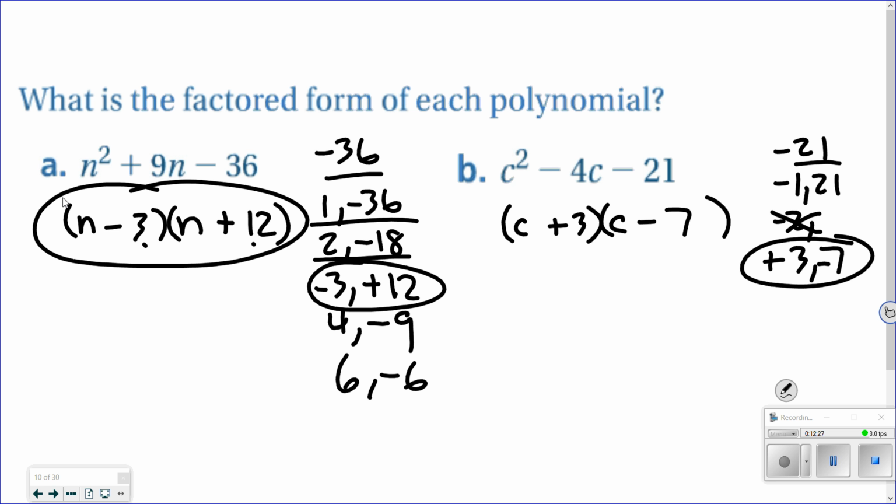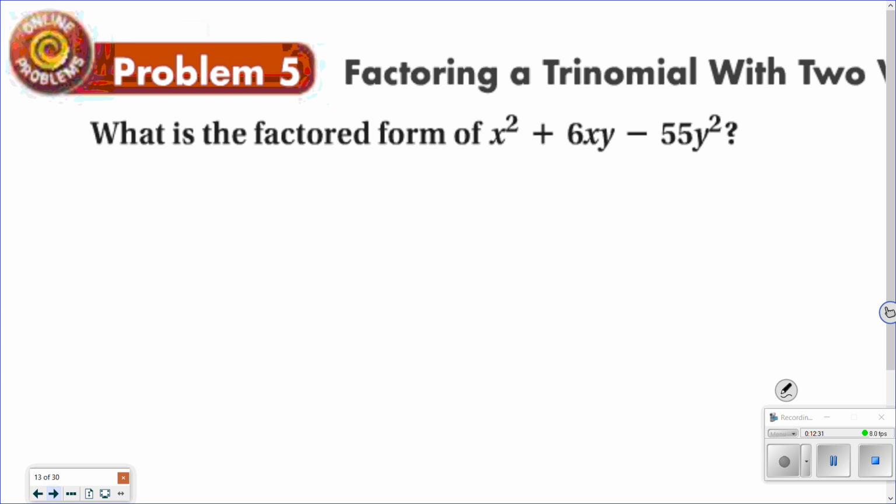Hey, the last example I wanted to do with you is if you have two variables. So I'm going to skip ahead just a little bit. I'm going to look at this problem right here. So I have x squared plus 6xy minus 55y squared. So I have both an x squared and a y squared on the ends, and in the middle I have both an x and a y. These really aren't that different. There's just a little trick, so I wanted to show you one of these.